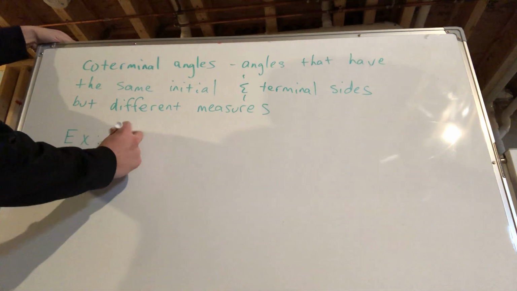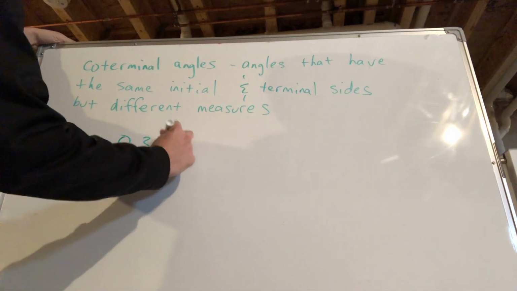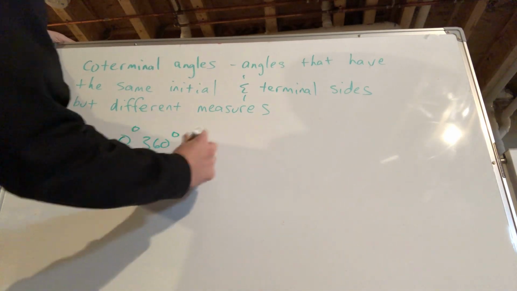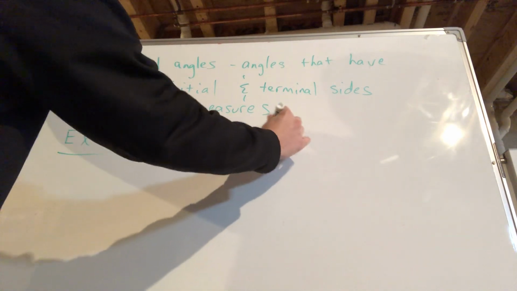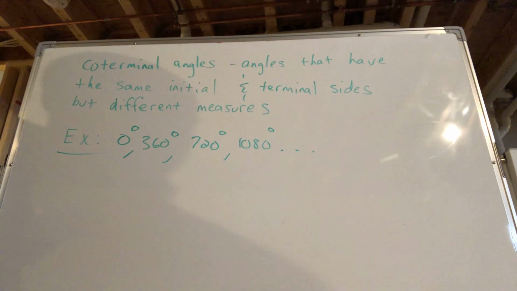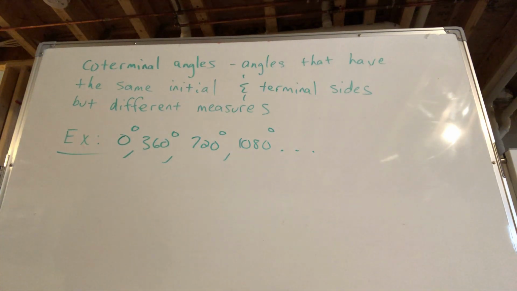So the example I had here is 0, 360, 720, 1080. Those are all coterminal angles, okay? I also could have done negative. So if I called this a positive 360, I could have gone around the other direction and said that's a negative 360. Okay, so that's the idea.